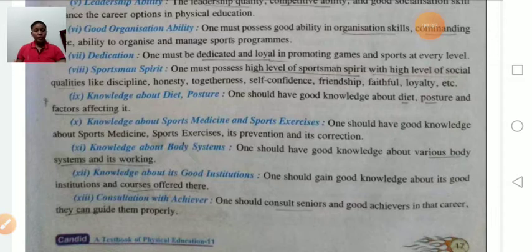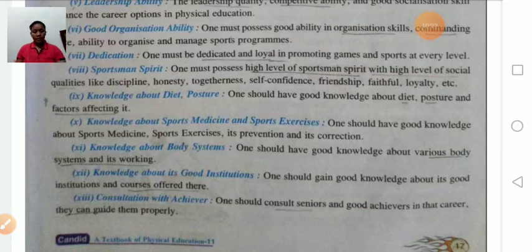Knowledge about sports medicine and sports exercise. You should have proper knowledge about sports medicine, that is, proper knowledge about first aid, so that if there is any emergency during the competitions, you can handle it. And you should also have proper knowledge of sports exercise, so that you can prevent injury.